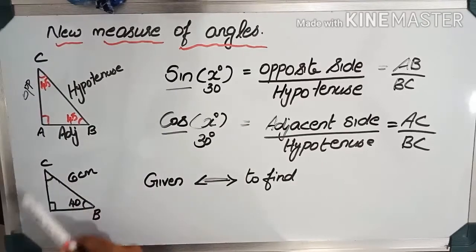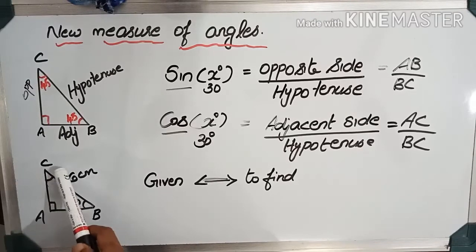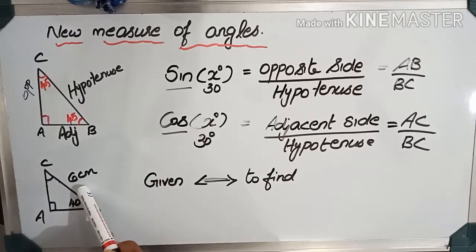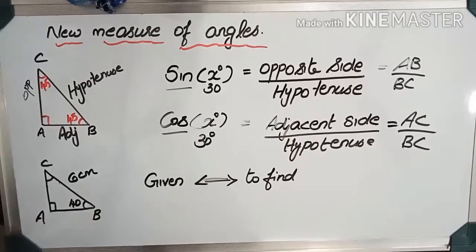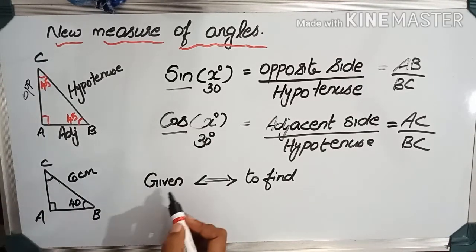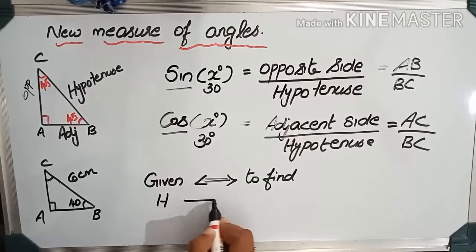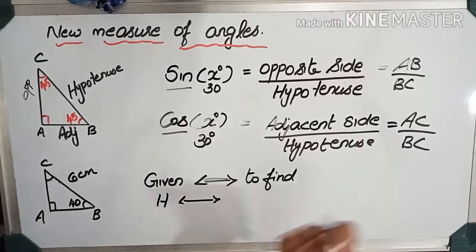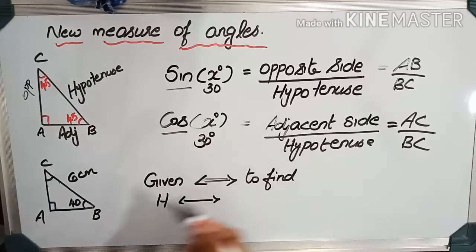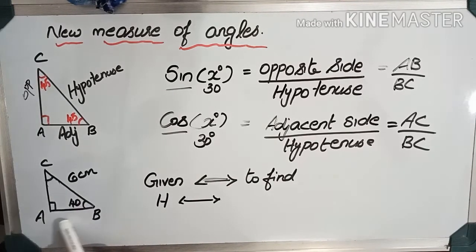I will show you. Consider this triangle ABC. In this triangle, one angle is given, that is 40 degree. This is 90 degree, and the measurement given is the hypotenuse, 6 centimeter. So given measurement is hypotenuse, and we need one more measurement. What to find, that also we need. Suppose the question is to find the base of this triangle. Base means AB. So the question is to find AB.